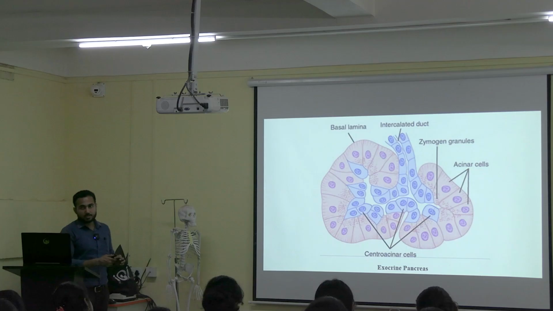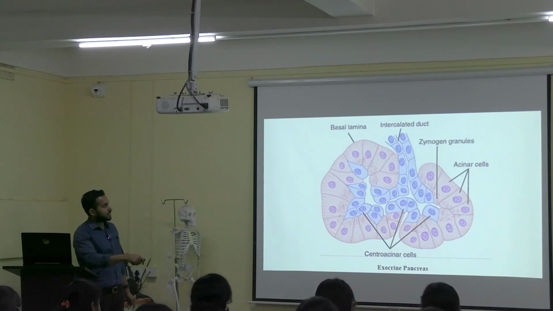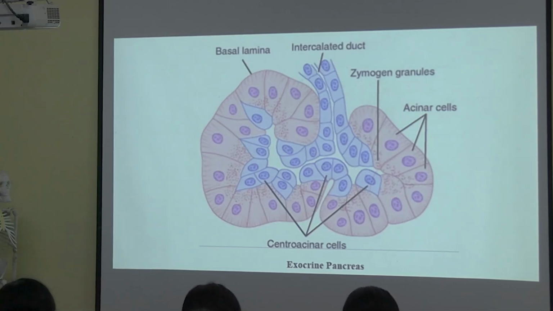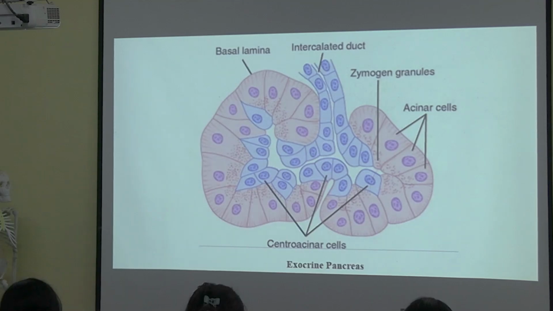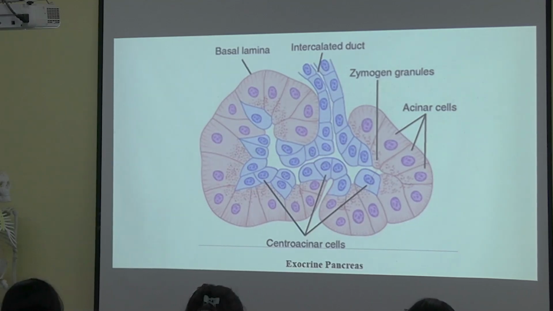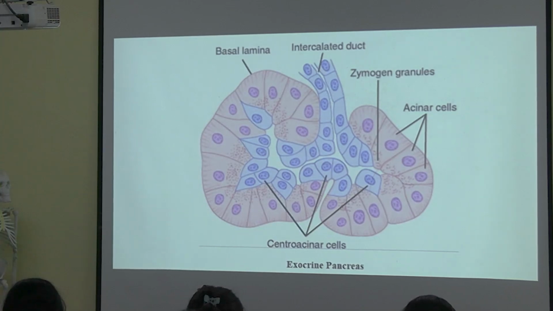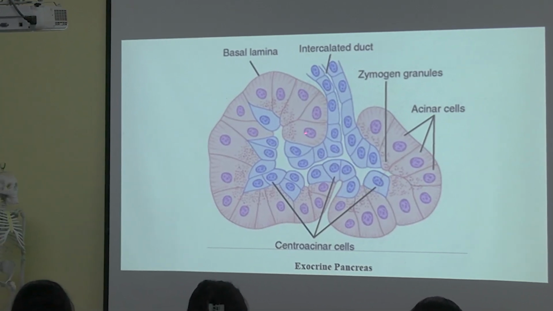Now please concentrate on the diagram. What is this? Anyone? What is the name of this entire structure? This is one acinus. Like this, multiple acini are present inside one lobule of the pancreas. From one lobule I have taken one acinus, and one acinus appears like this. So what are all these?